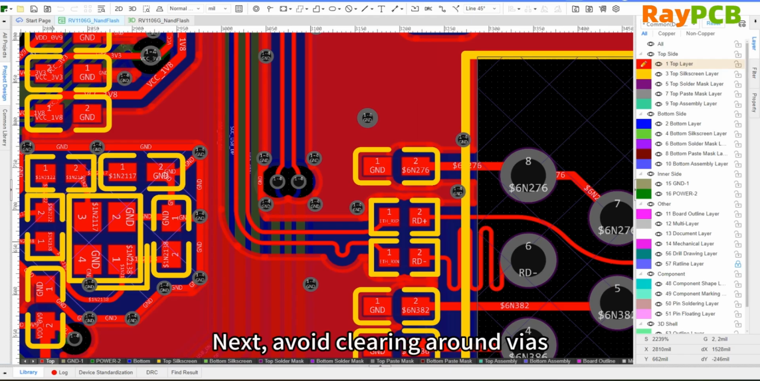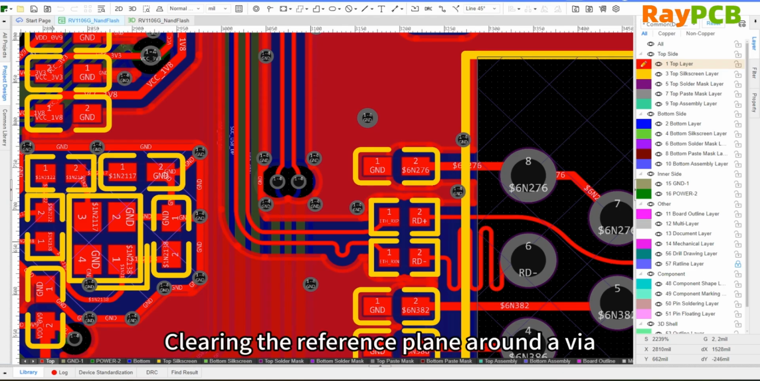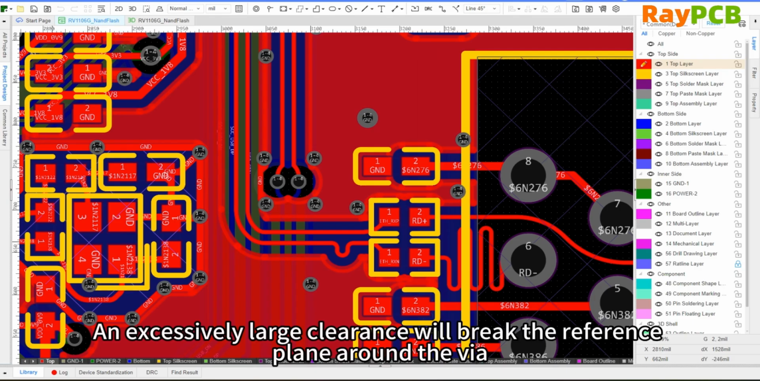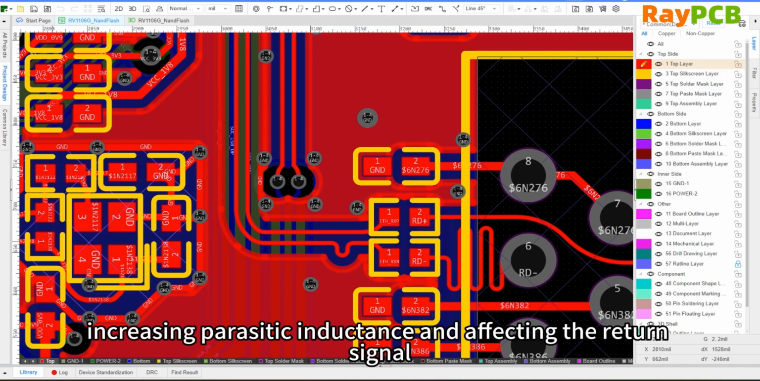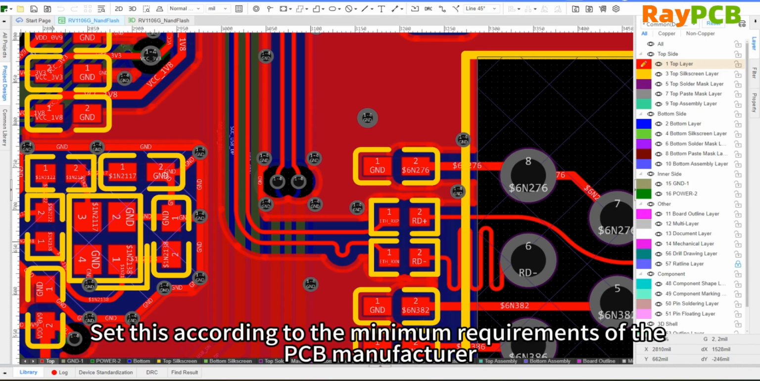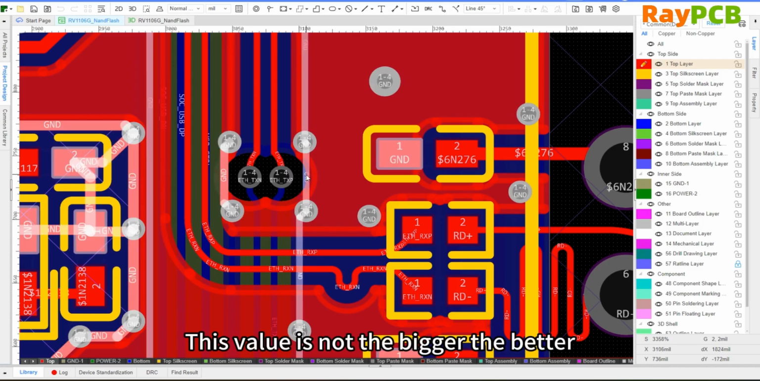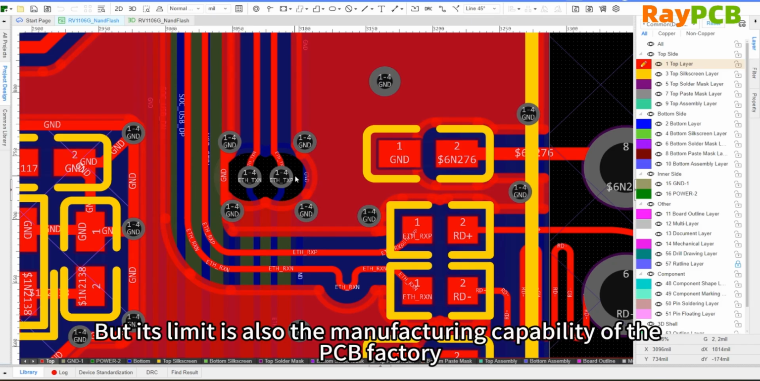Fourth, avoid drilling holes around vias. Drilling holes in the reference plane around vias is done to prevent short circuits, but if the area of the drilled hole becomes too large, it will damage the reference plane around the via and increase the impact of low-level currents on return signals. According to the minimum requirements of the PCB manufacturer, this so-called clearance is set as a keep-out area around the via, and there will be through holes. Therefore, the value should not be as large as possible, but rather as small as possible. However, its limit is also determined by the manufacturing capabilities of the PCB factory.